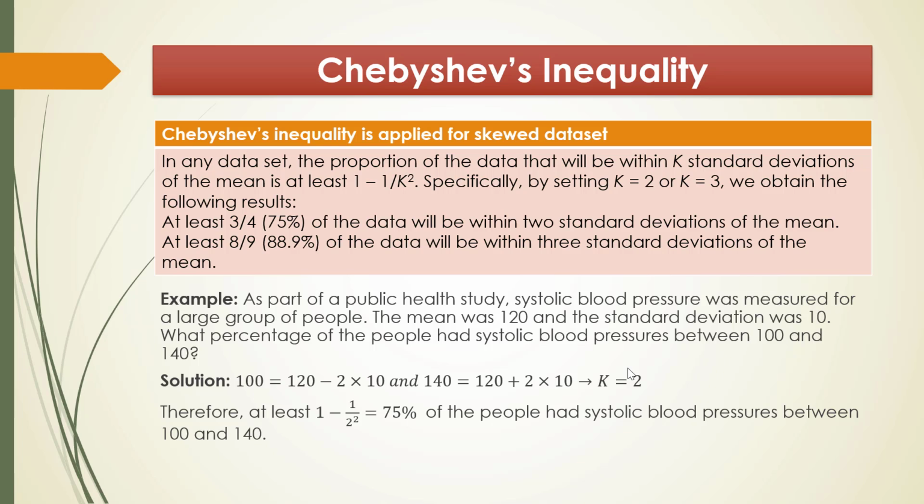And the good thing about Chebyshev's inequality is it's applied for any data sets, not necessarily symmetric. Skewed or not skewed doesn't matter. However, Chebyshev's inequality just tells you the at-least percentage, but it cannot tell you the exact value.